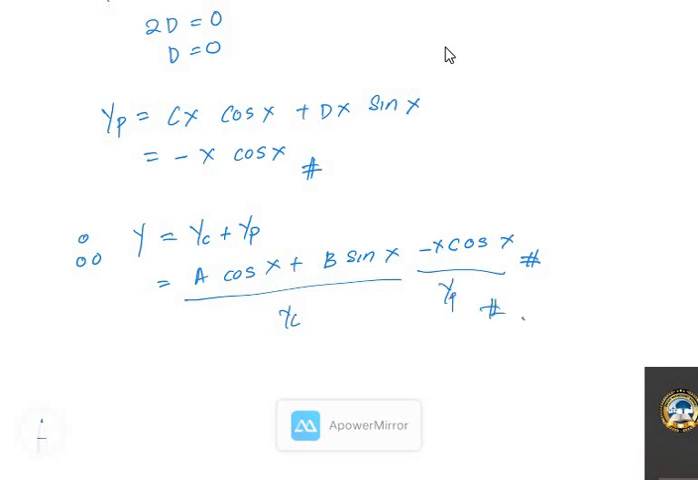Okay, that's all. That's all for the second order non-homogeneous equation using the undetermined coefficient method.